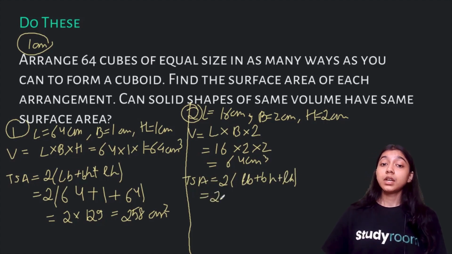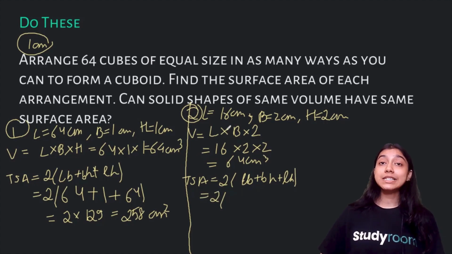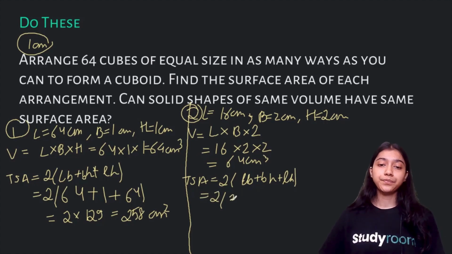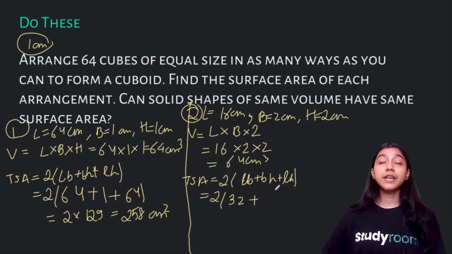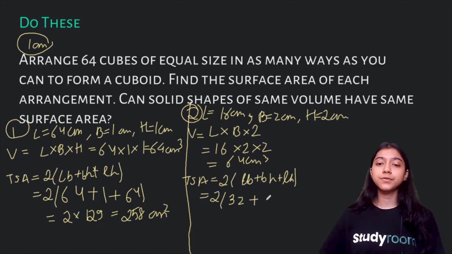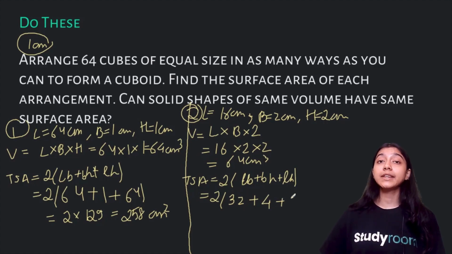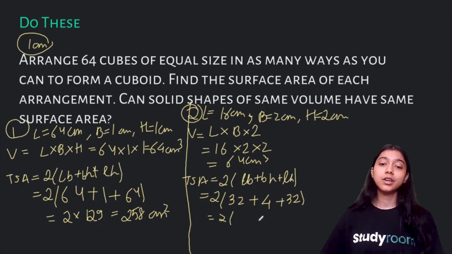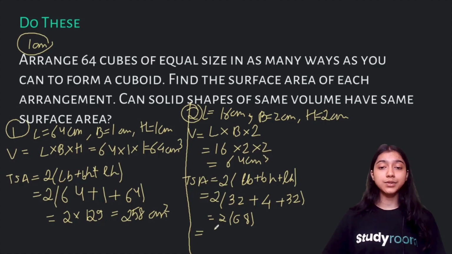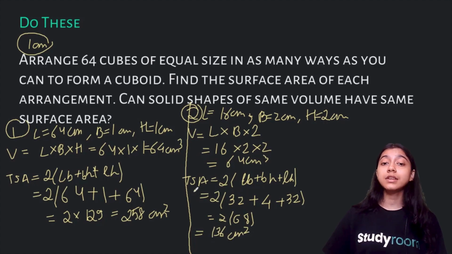Now, length multiplied with breadth, that means 16 multiplied with 2 gives us 32. Breadth multiplied with height, that means 2 multiplied with 2 gives us 4. And again we have length times height, that means 16 multiplied with 2, that gives us 32. Now, adding up 32 with 4 and again 32 gives us 68. So our final answer will be 2 multiplied with 68, that is 136 centimeter square. Because this is the area. Area is always square units. Volume is always cubic units.